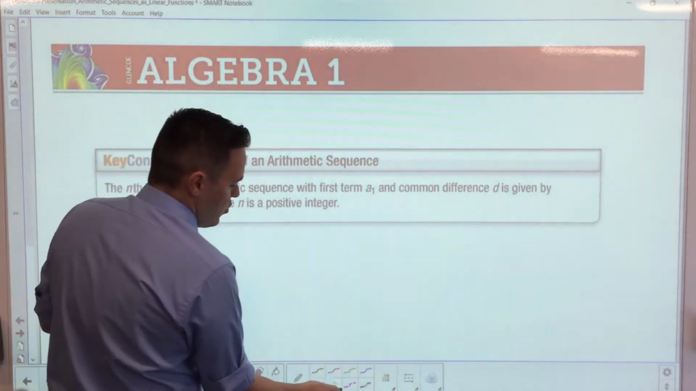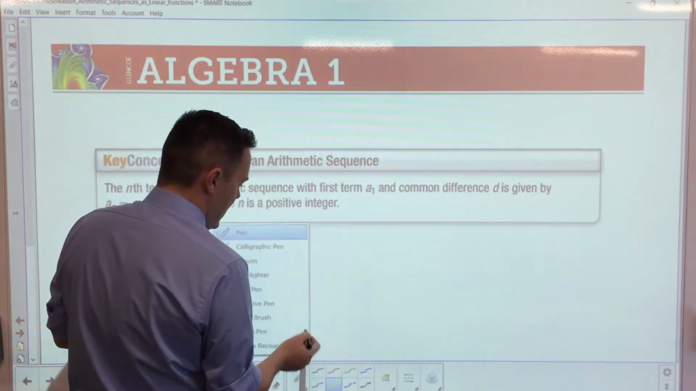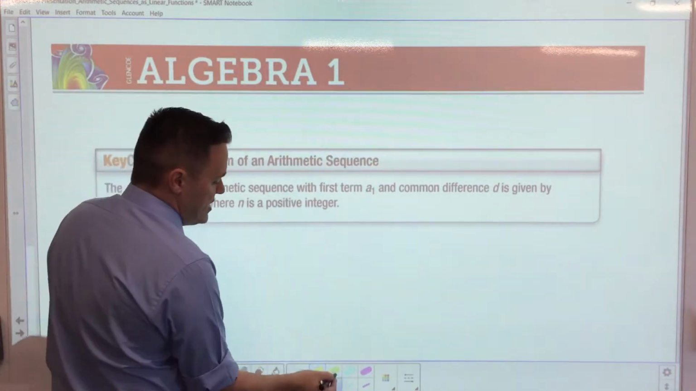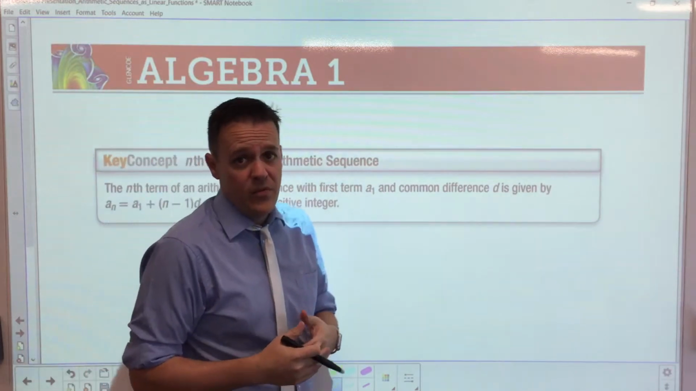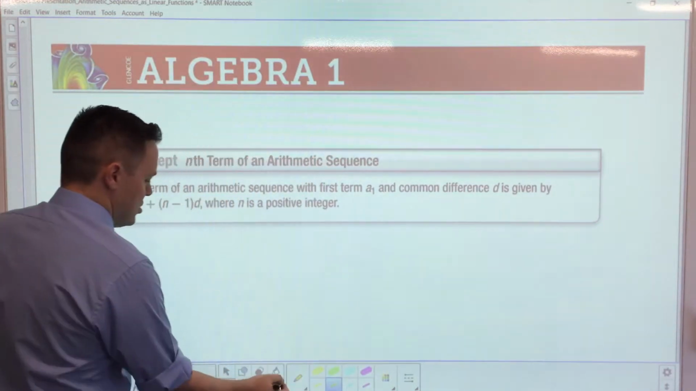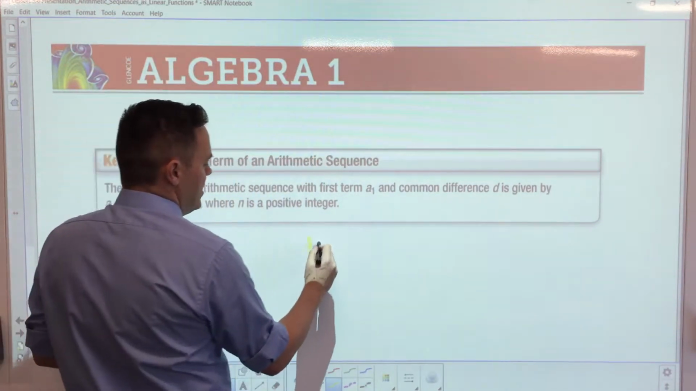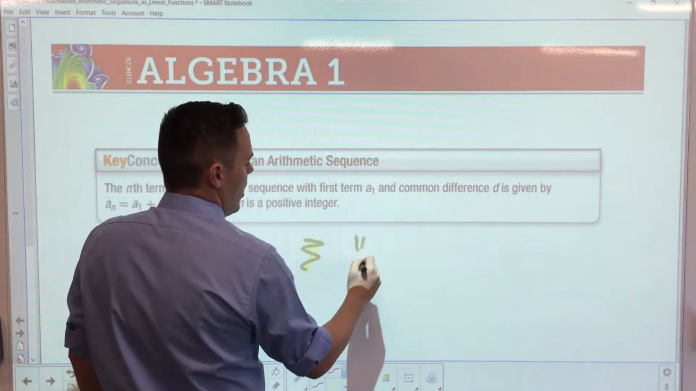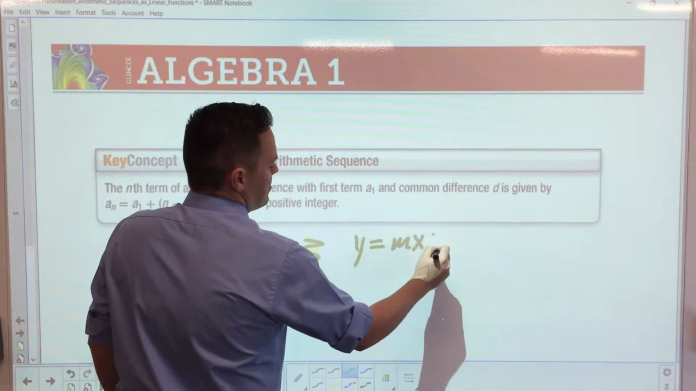What we're trying to do is find a sequence. We're starting with the very beginning number. When we did y equals mx plus b, if you guys remember, we would change... So let me put my pen back in here. We did y equals mx plus b.